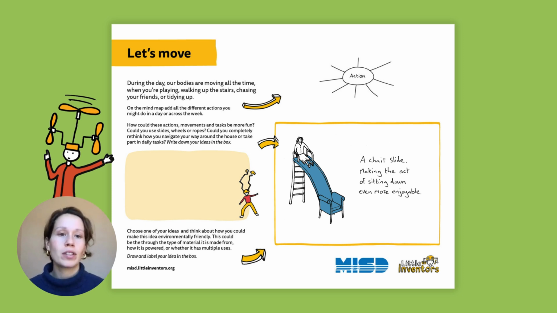It could be something as small as brushing your teeth, or something bigger like climbing the stairs or jumping on a trampoline. Next up, we want your students to think up ways to use these movements and make them more fun. Could they use slides, swings, ropes, or even pulleys? Have a look at this example from Dominic, our chief inventor, in the box. A chair slide to make the act of sitting down even more enjoyable.